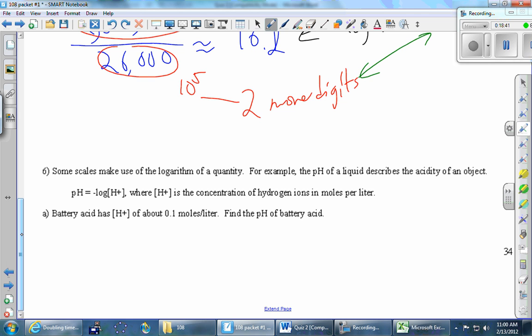There's a lot of chemistry there, and I suspect some of you know more chemistry than others, and that's fine. I'm just trying to show you an example where a log function is appropriate outside of a math class. The acidity of some substance is measured with a log. You take the hydrogen ion concentration, in moles per liter, you take the log of that number, you put a negative in the front, and you get something called pH.